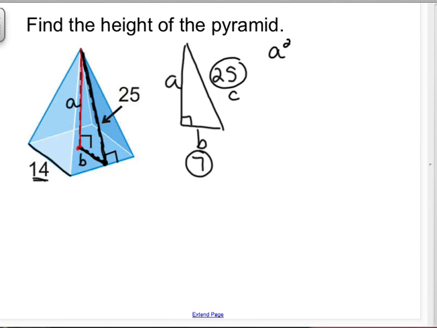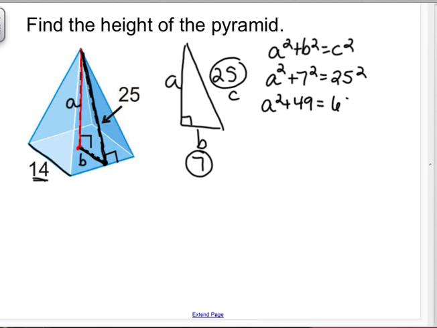So let's write our formula. A is the side that I'm trying to find, which is the height of the pyramid. B is 7, which we're going to square, and C is 25, which we're going to square. 7 squared is 49. 25 squared is 625. I'm going to subtract that 49. So that happens. That leaves me with A squared equals 576.